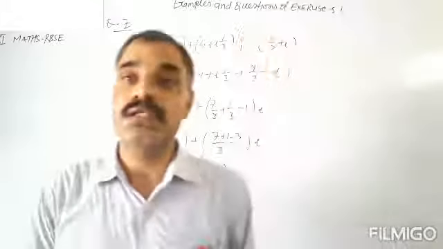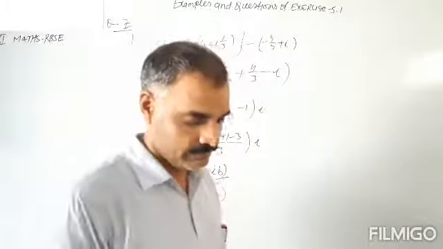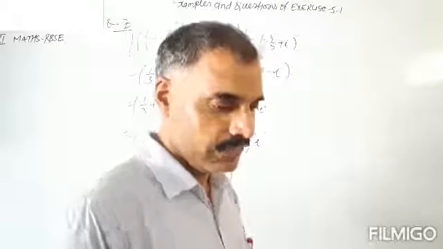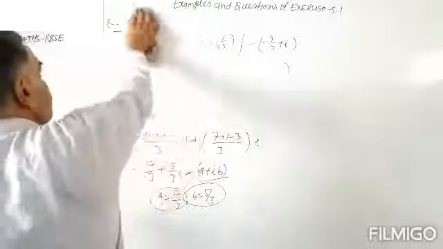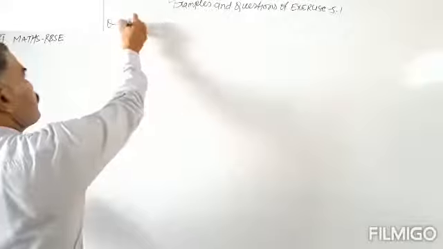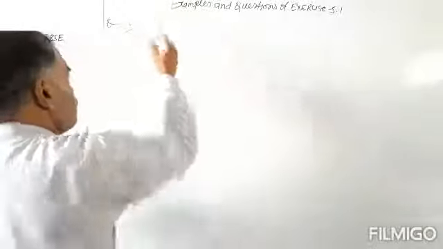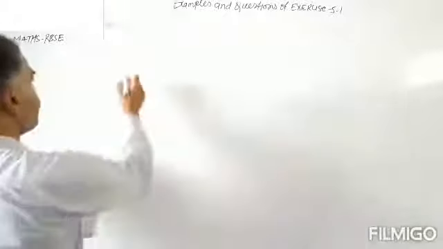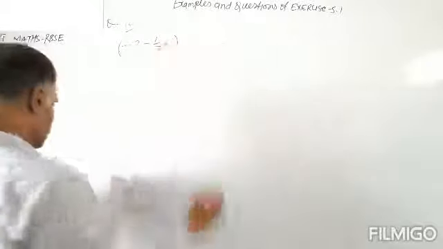Okay, now the next question. Taking question number 10. Question number 10 is minus 2 minus 1 upon 3 iota, the whole to the power 3.